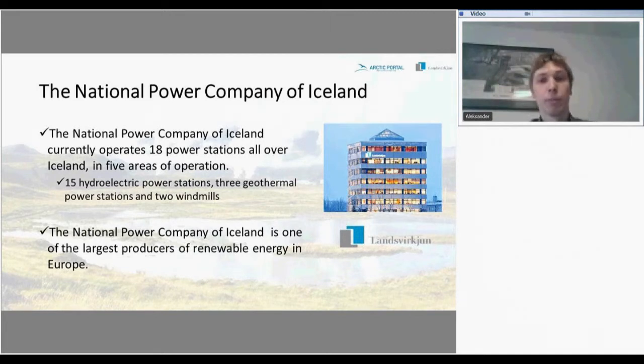All geothermal energy produced in Iceland is governed by the National Power Company of Iceland, which currently operates 18 power stations all over Iceland in 5 areas of operation. It has 15 hydroelectric power stations, 3 geothermal power stations, and 2 windmills. The National Power Company of Iceland is one of the largest producers of renewable energy in Europe.